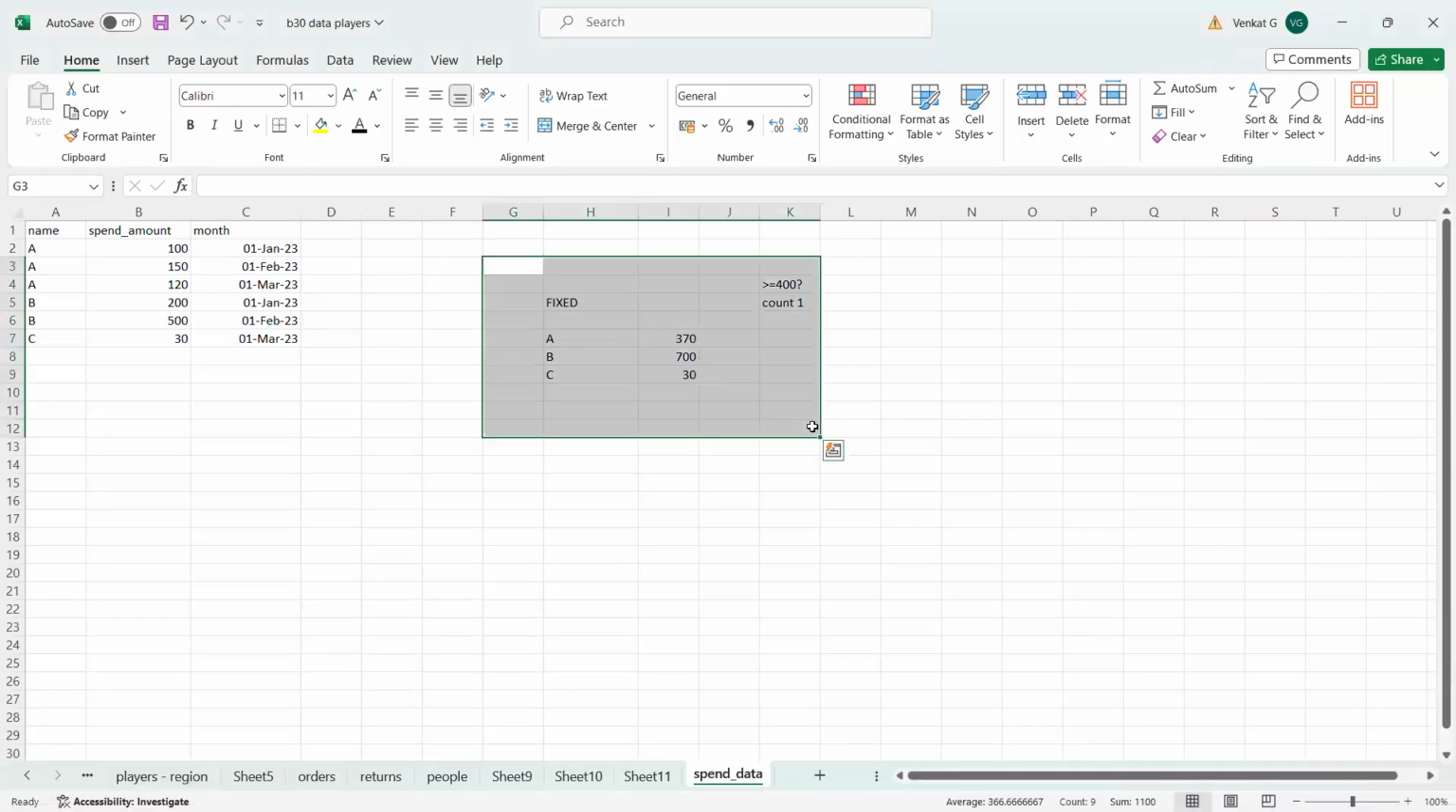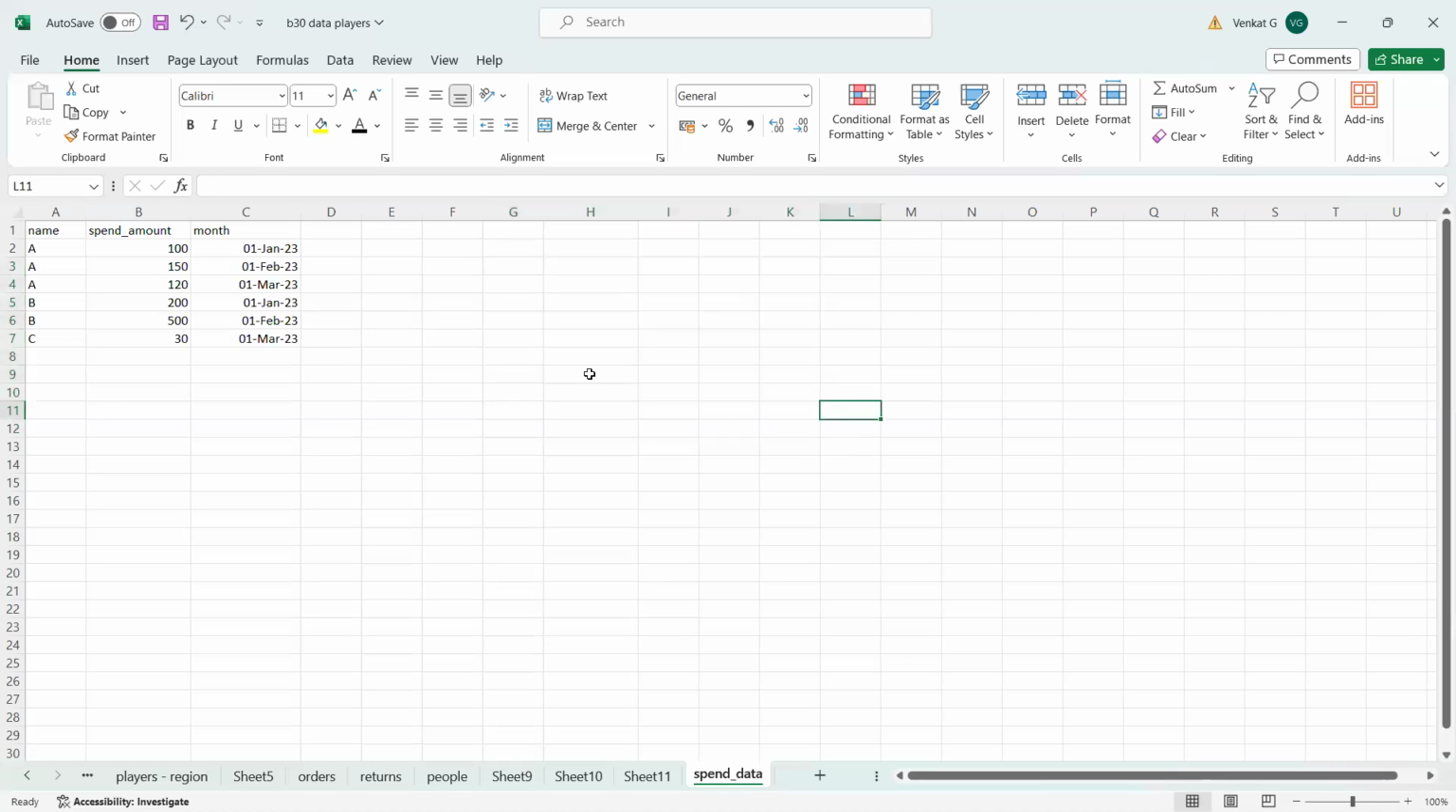Now I have one more requirement here. For this requirement also, assume that we have to go for a fixed LOD or not. Okay, simple. I have person A. He spent 100 rupees in January, 150 in February, 120 in March. Now my requirement is to find out what is the maximum amount each person has spent.